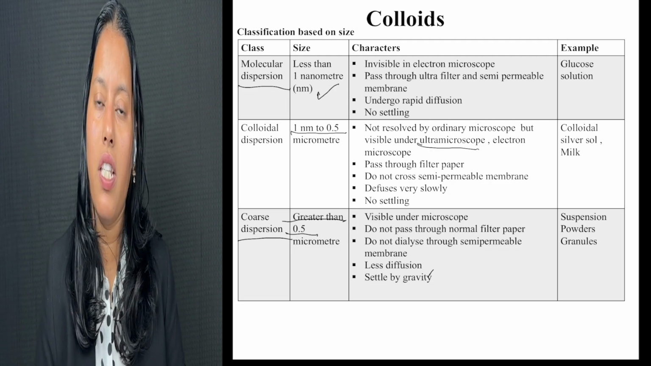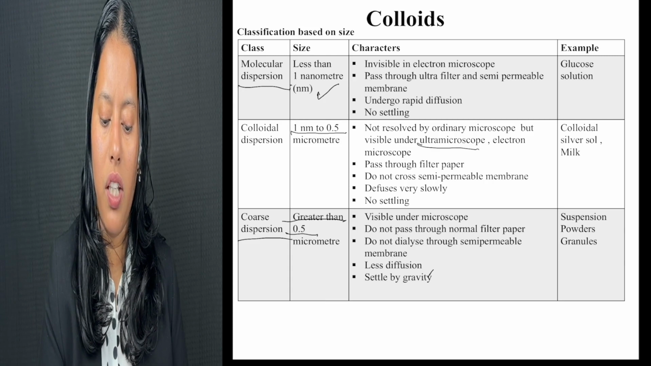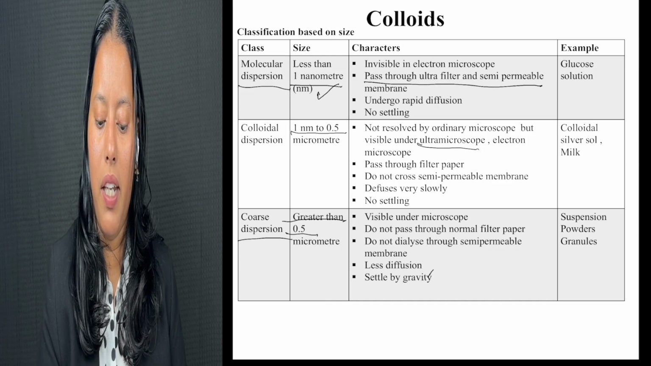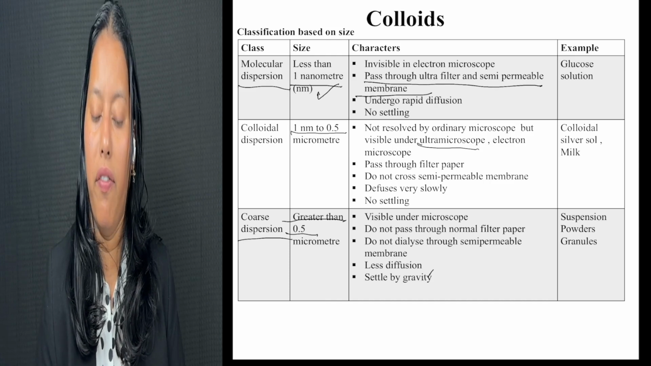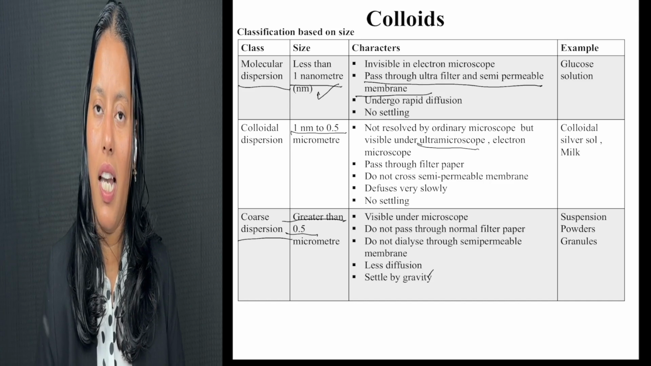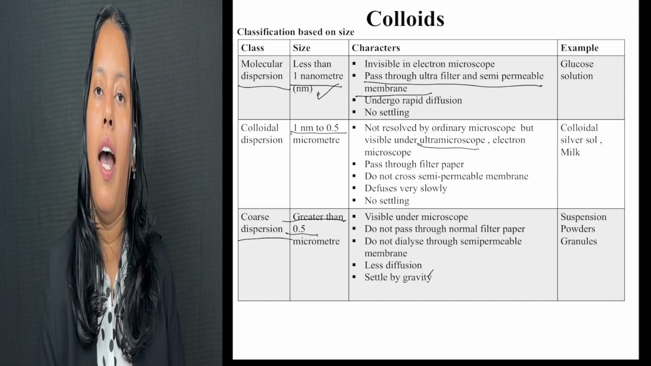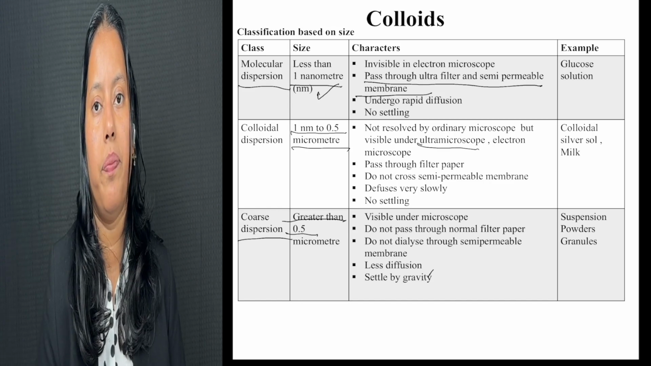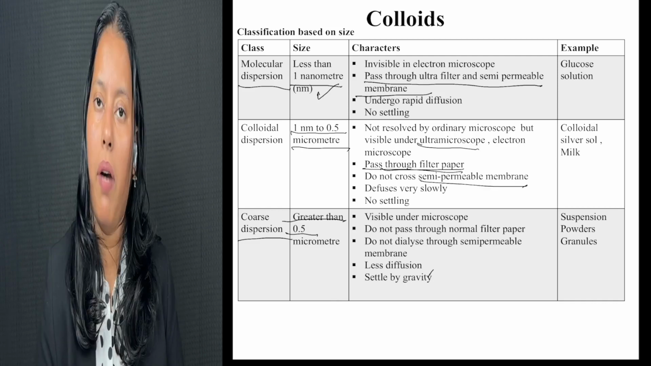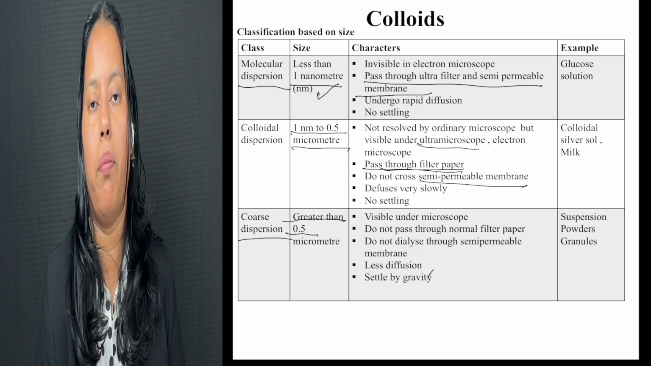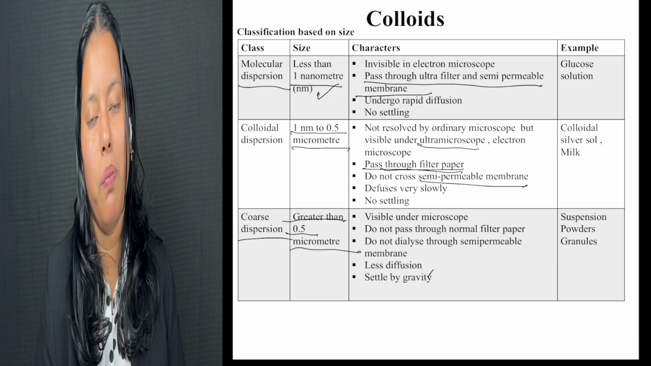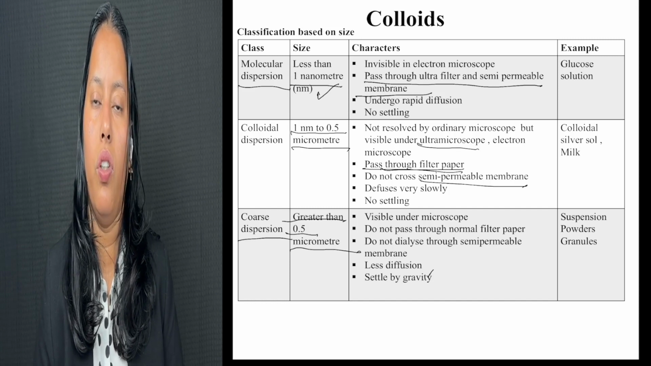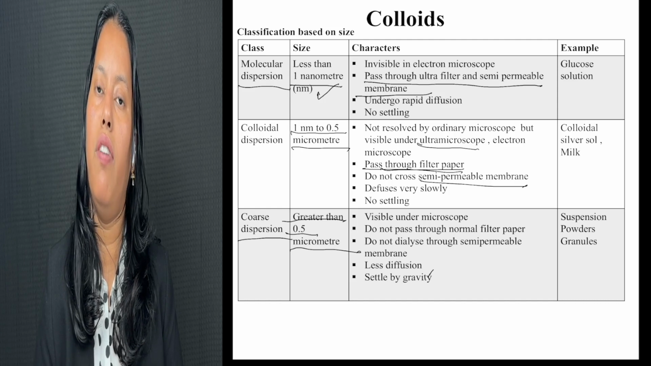Now next is their crossing tendency. Now this solution, because they are very small, they pass through the semi-permeable membrane and even the ultra filters. In case of this colloid, they get filtered through the ultrafilter, but pass through your regular filter paper. And this coarse dispersion, because the particle size is greater, they do not cross the semi-permeable membrane, and even they do not cross the ultrafilter as well as your regular filter paper.